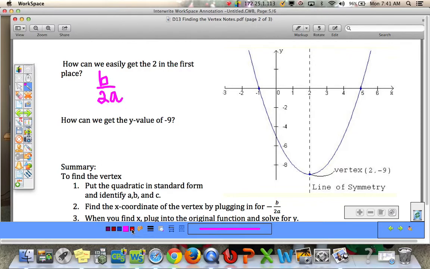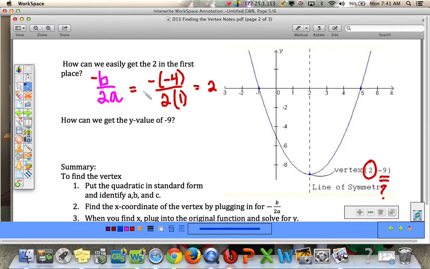And once we did that, remember for this value it was actually opposite b over 2a, I should say. And so that was negative 4 over 2 times 1, which gave us the 2. That was this x equals 2 right here. But the question is, how can we get the y value of negative 9? So we don't know what this is. How could we get it in ways other than graphing?